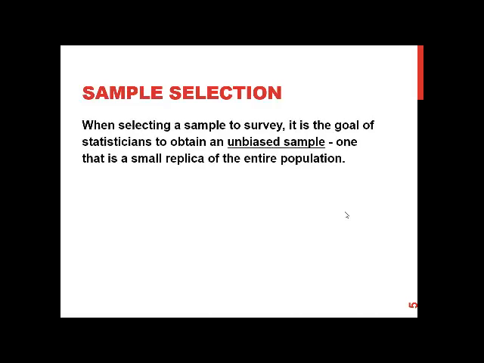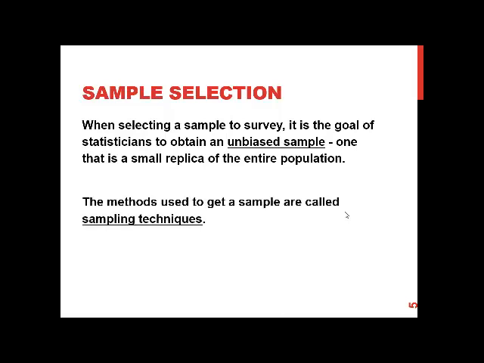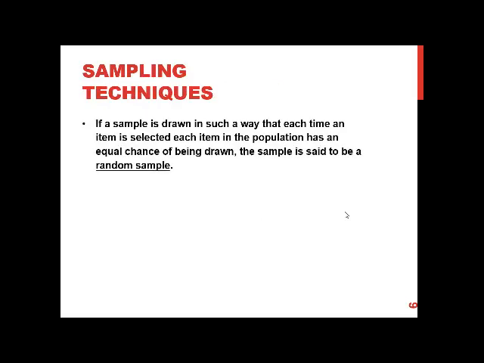Alright, when we're trying to select this sample from the population, it is the goal to have an unbiased sample, meaning that the sample is actually a small replica of the entire population. The methods we use to get a sample are called sampling techniques, and we'll discuss a few of those. One technique is the random sample. If a sample is drawn in such a way that each time an item is selected, each item in the population has an equal chance of being drawn, the sample is said to be a random sample.